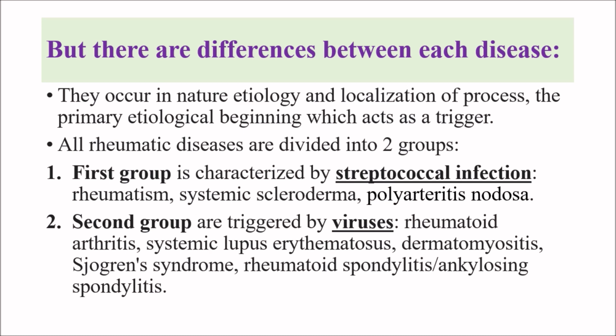All rheumatic diseases are divided into 2 groups. The first group is characterized by streptococcal infection, such as rheumatic fever, systemic scleroderma, and polyarthritis nodosa. But the second group is triggered by viruses, for example rheumatoid arthritis, systemic lupus erythematosus, dermatomyositis, Sjogren's syndrome, and so on.